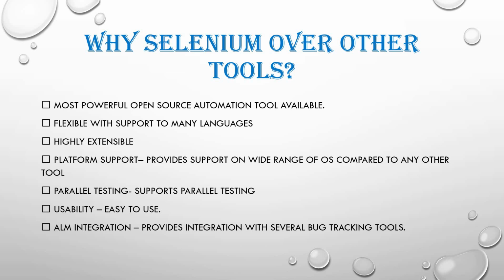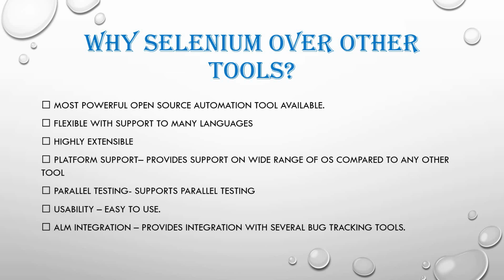Finally, we'll see why we are using Selenium over other tools. What are the features of Selenium that are beneficial to us so that we can prefer Selenium over the other tools? First point is it is the most powerful open source automation tool available because it provides support for different types of languages and different types of operating systems.